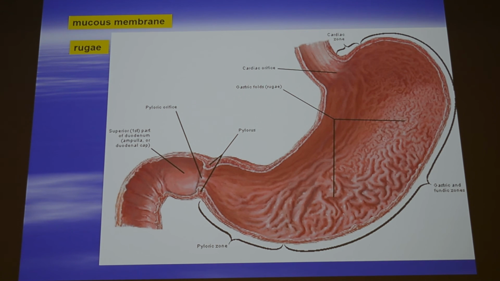So that's why the mucosa is folded. Whenever the stomach expands, you will have mucosa that will remain intact, does not break. Okay?